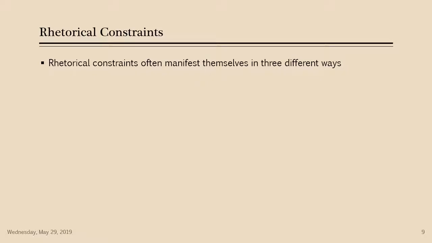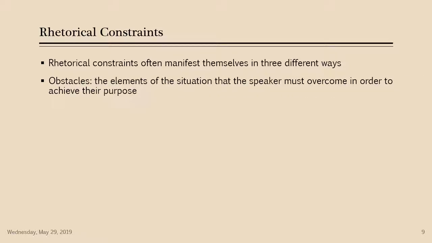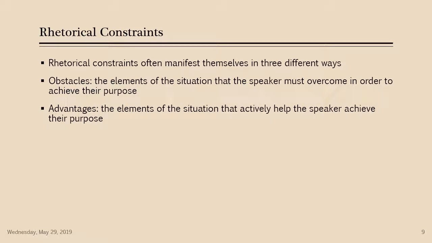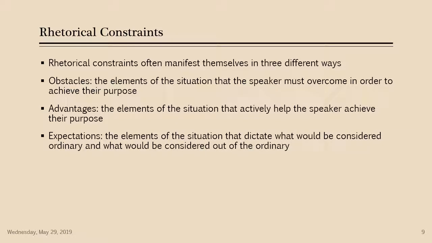When we look for rhetorical constraints within a rhetorical situation, they often manifest themselves in 3 different ways. We have obstacles, which are the elements of the situation that the speaker must overcome in order to achieve their purpose. We have advantages, which are those elements of the situation that are actively helping the speaker achieve their purpose. And then we have expectations, the elements of the situation that sort of dictate what would be considered ordinary and normal within this particular rhetorical situation.